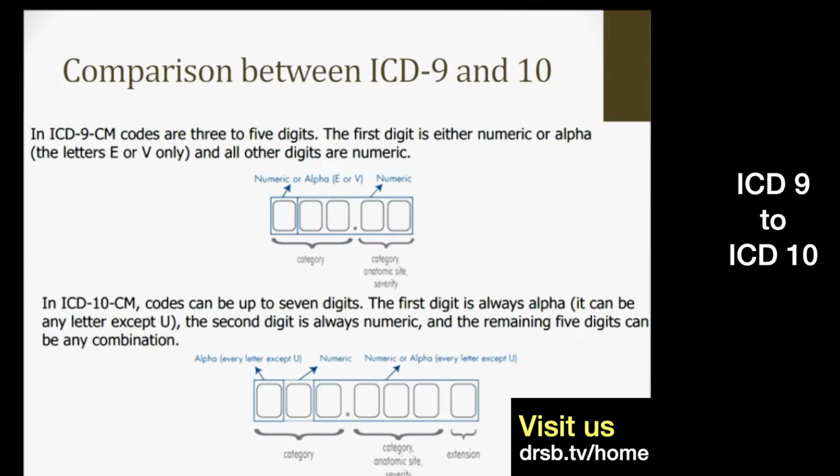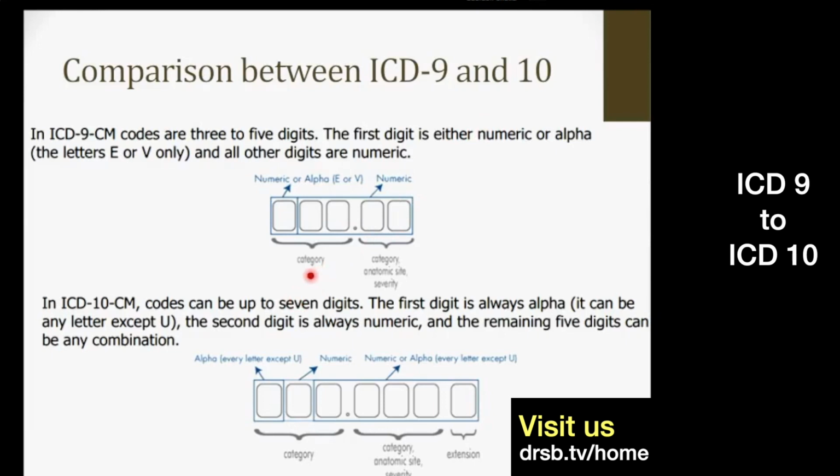Let me show you the structure of ICD-9 and ICD-10. So ICD-9 CM codes are 3 to 5 digits. If we see the top box, what you are seeing is a 5-digit code. The first character of the code is numeric or alpha, so it can be either E or V as we discussed. Then the next two will be numeric, and then there will be a dot, and then two more characters. Now what do they represent?